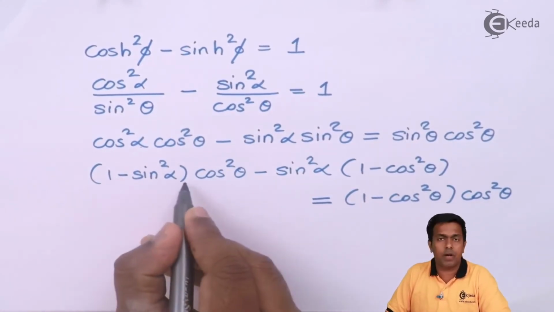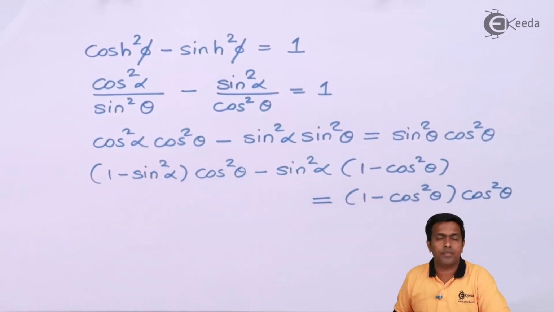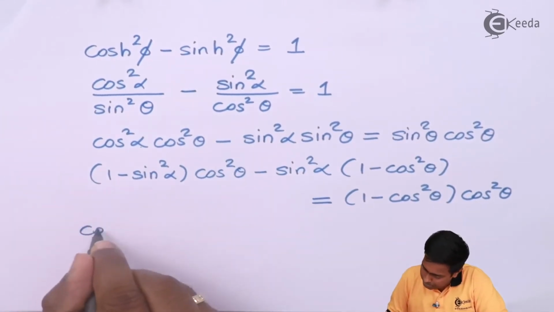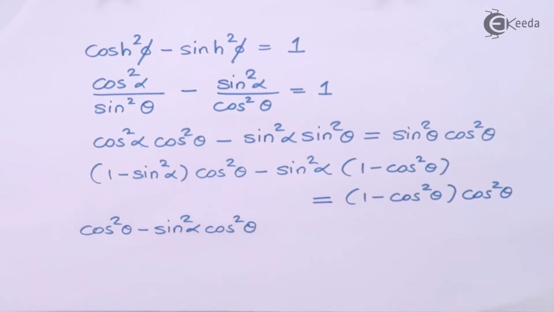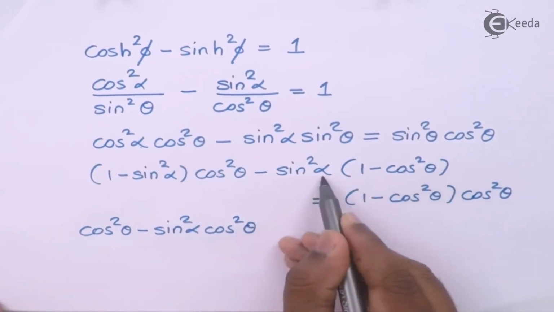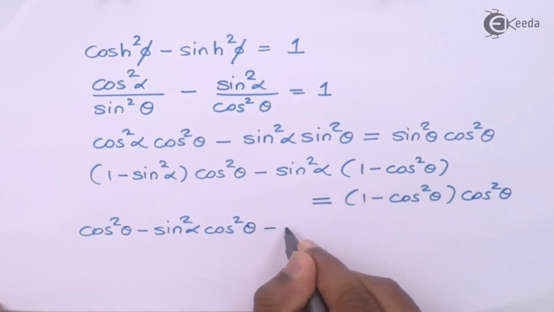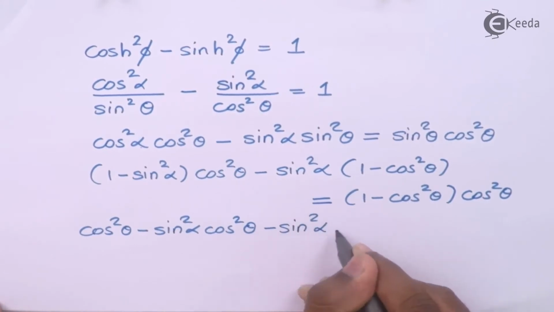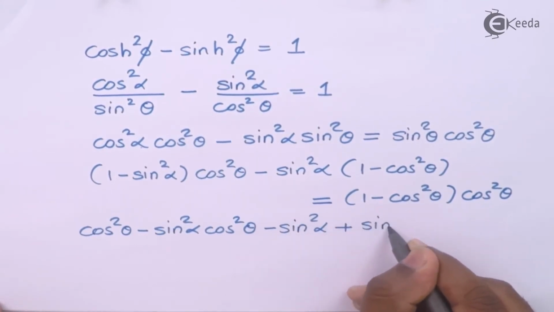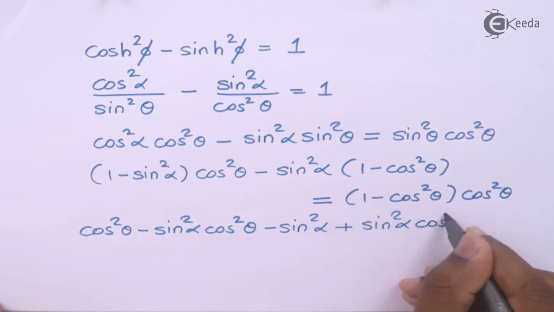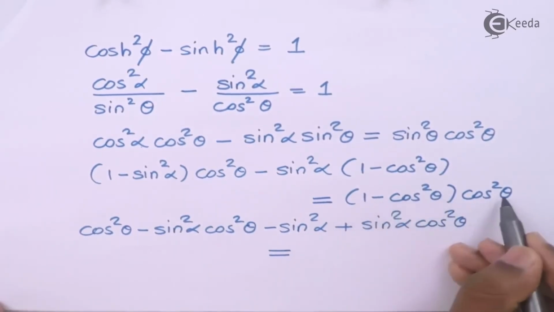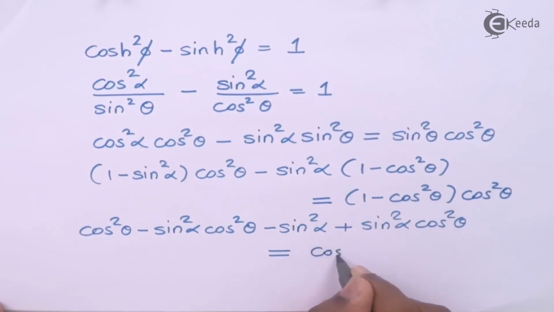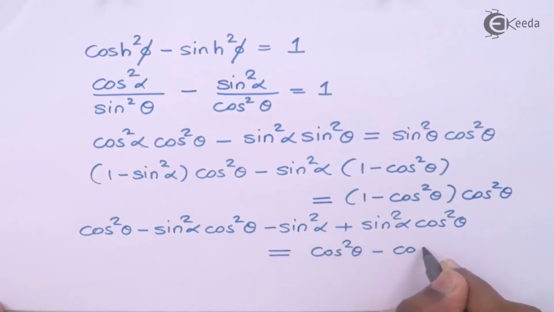So I'll multiply this bracket with cos square theta. So we'll get, next we'll multiply this bracket with minus sine square alpha. So we'll get minus sine square alpha plus sine square alpha cos square theta equal to, here we'll multiply the bracket with cos square theta. So we'll get cos square theta minus cos to the power 4 theta.